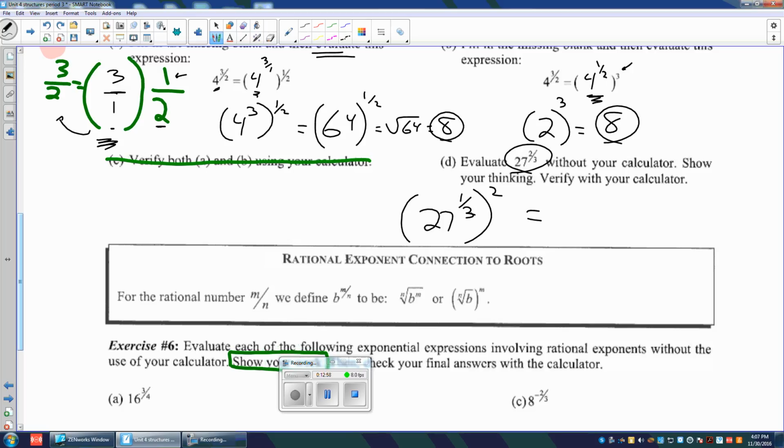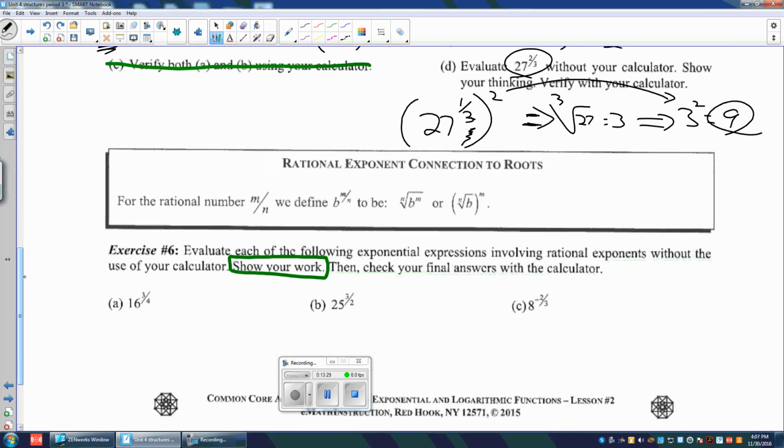3 times 9 is 27. So it's the cubed root. The cubed root of 27 is 3. I'm going to draw an arrow there instead of an equal sign. And then we have to square it. 3 squared is 9. Final answer is 9. These are all odd numbers, okay? I mean, the roots are all odd numbers. Something special when they're even numbers. We might have more than one answer.